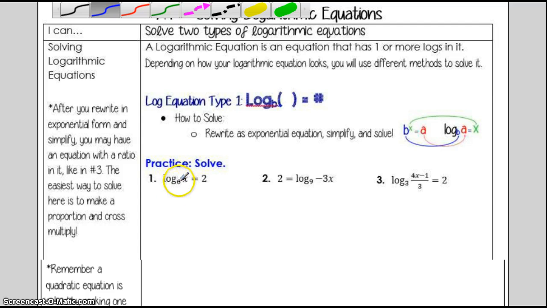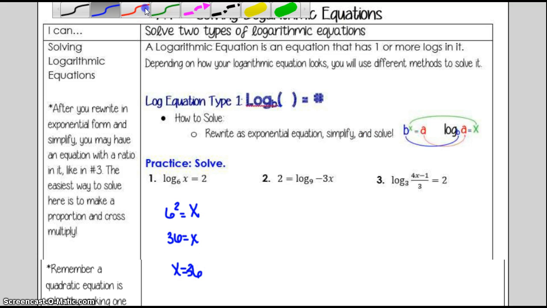So remember, this is our base, 6, our exponent out here, 2, and then our solution, x. Now that it's rewritten, we can definitely see that all we have to do is take 6 squared, which is 36, and there's our answer, x equals 36.